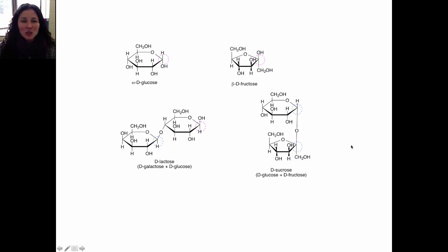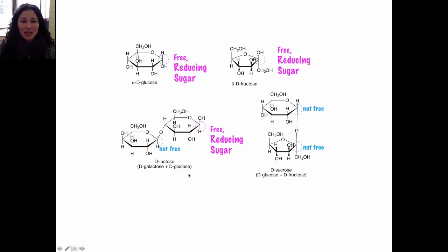Now I'd like to recognize which of these are not free anomeric carbons. If something is not free, that means that it's part of a glycosidic linkage. On this slide, I've circled those ones in blue. These are the anomeric carbons that are not free. It means that they will not act as reducing sugars. They will not react in an oxidation reaction, and they will not give you a positive result for a Benedict's test. On the other hand, the anomeric carbons that are free are in pink.